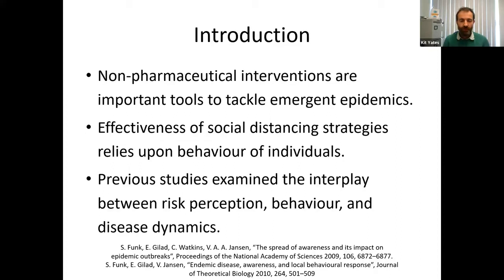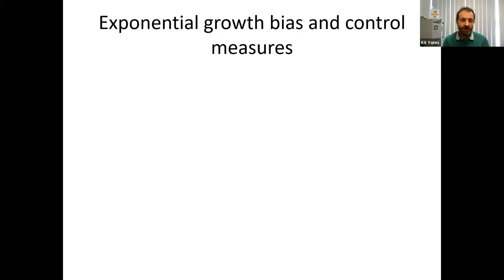To some degree, the effectiveness of things like social distancing strategies and mask wearing depends on the behaviours of individuals, how conscientiously they follow the advice that's given and how successfully they encourage other people to do the same. As an example, I wanted to share a story about exponential growth bias. This is where people fail to understand exponential growth properly. Typically it's a failure to estimate how quickly things can get out of hand when things are growing exponentially, like at the start of an epidemic.